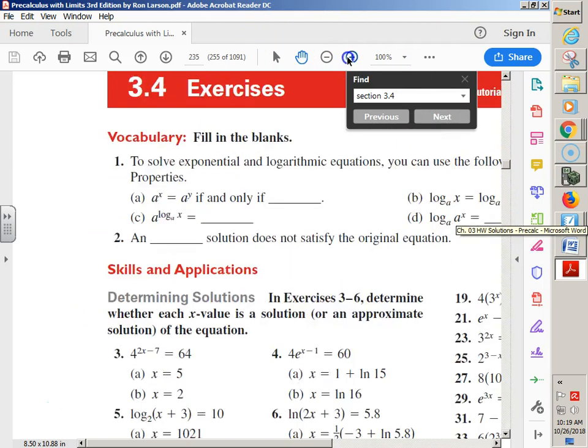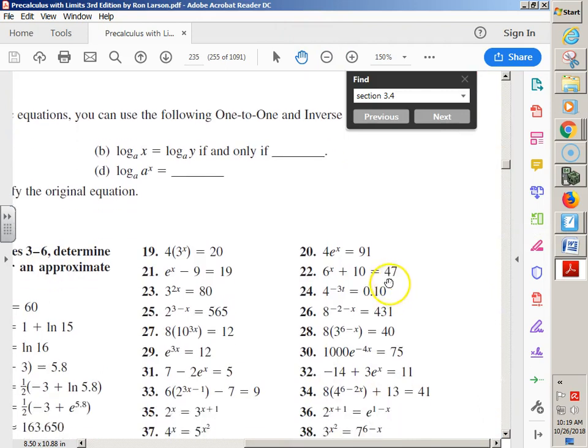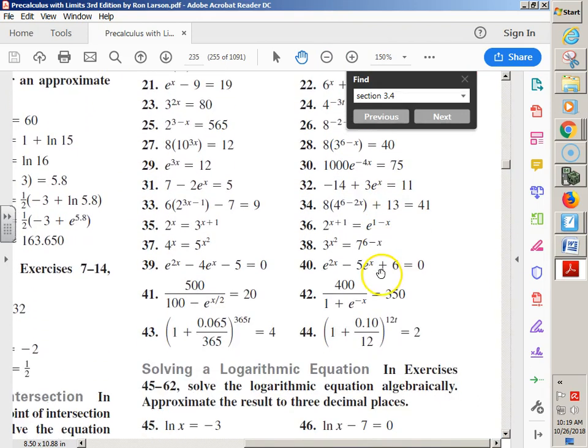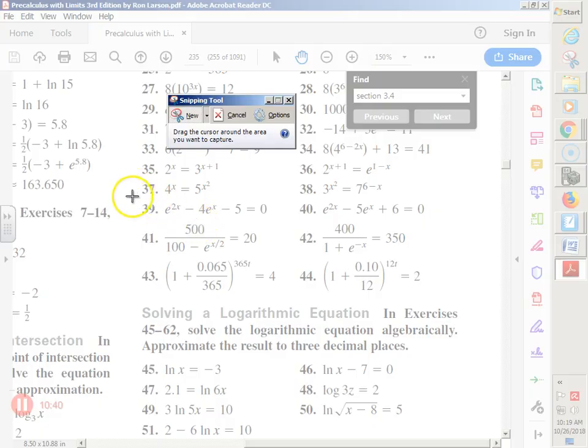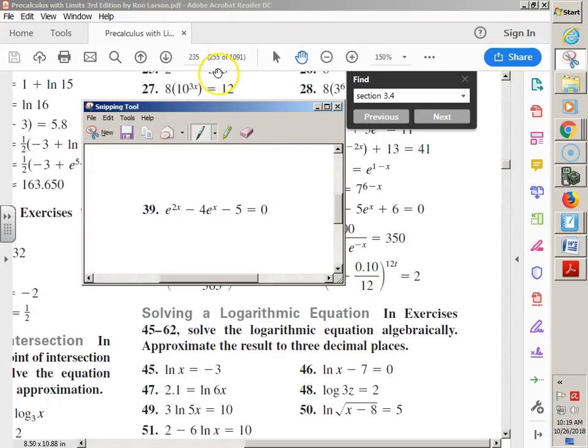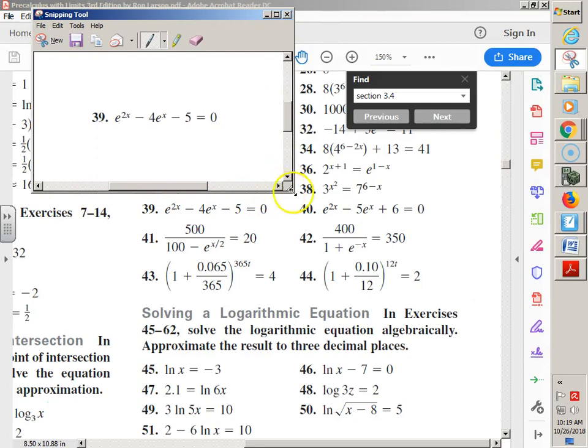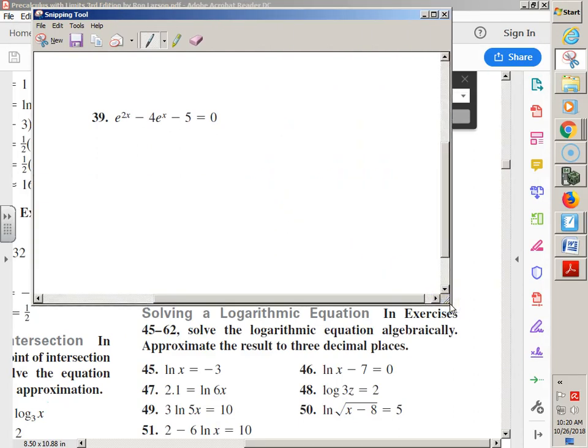Let me zoom in a little bit more so it's prettier. Ooh, that's a little too intense. 39, my guess is just to solve, right? Why would someone not like 39? Yeah, and what do we do before? Factored, right? Because e to the 2x means it's a quadratic. So if you don't like it and you're having issues with it, you can go ahead and say it's u squared minus 4u minus 5.